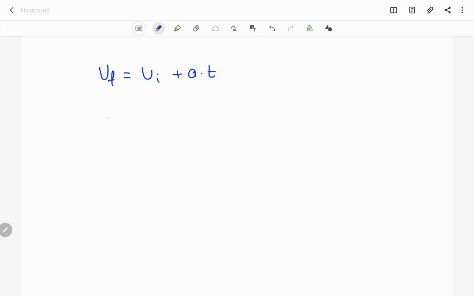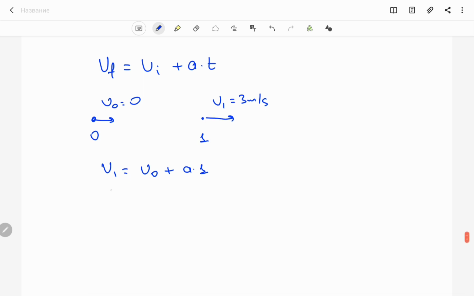So let's take the same example. At 0 time, velocity was equal to 0, for example. After 1 second, velocity becomes 3 meters per second. So what we did, basically, V1 equals V0 plus acceleration times 1 second. Basically, we can come up with this logical equation. So 3 equals 0 plus 3 times 1, and 3 equals 3.